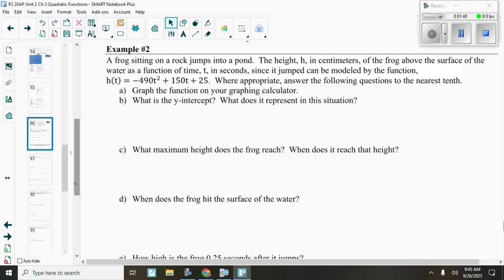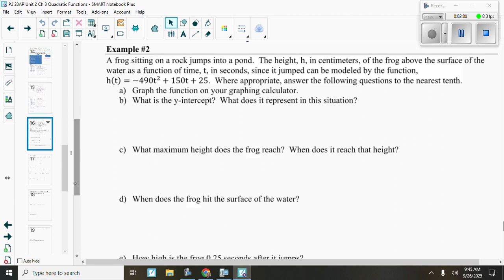Our example today is not quite as exciting. It's about a frog who's sitting on a rock and jumps into a pond. But we can still model the movement of something jumping by a quadratic. The height, h in centimeters, of the frog above the surface of the water is a function of time, t.